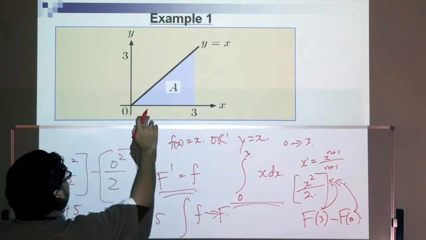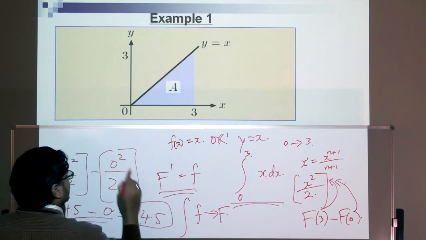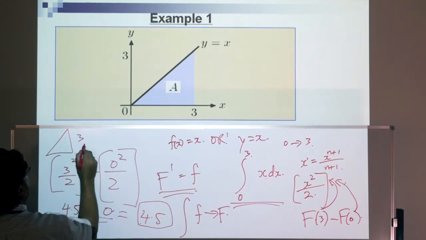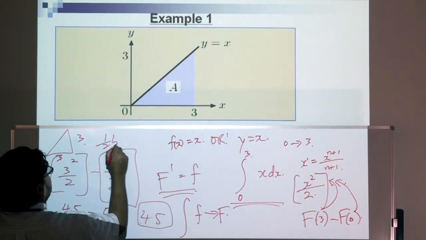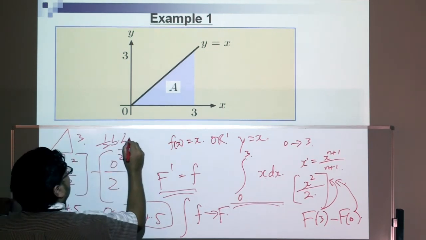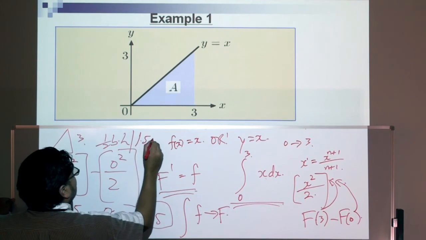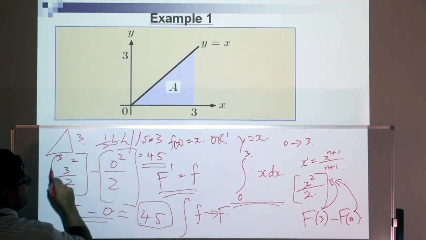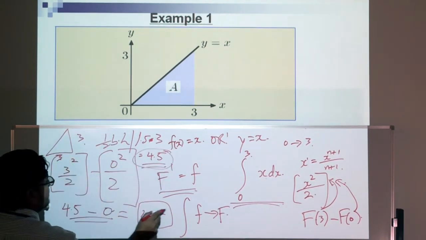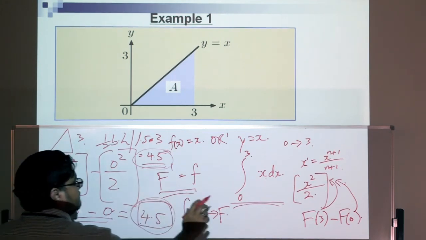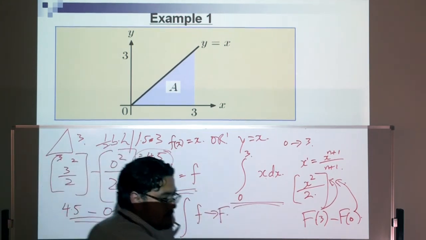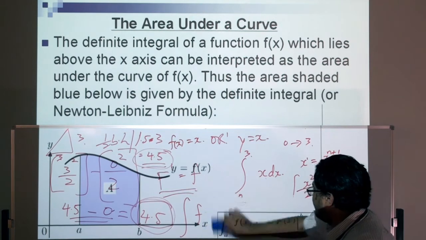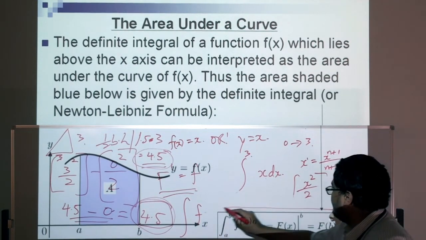Now, look what we can do here. We can also use the formula for the area of a triangle. See that triangle there? And you have 3 here and 3 there. Half the base times the height. Half of 3 equals 1.5, times 3 equals 4.5. Same answer, right? 4.5 is the area of the triangle, and 4.5 using our formula for the definite integral. By the way, just briefly, the formula that we just did here is this formula right here.